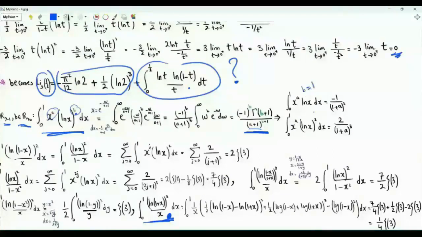This is the special case when b is equal to 1. Minus 1 to the 1 is minus 1. Gamma of 2 is 1. Downstairs we have 1 plus a squared. If b is equal to 2, minus 1 to the 2 is 1.